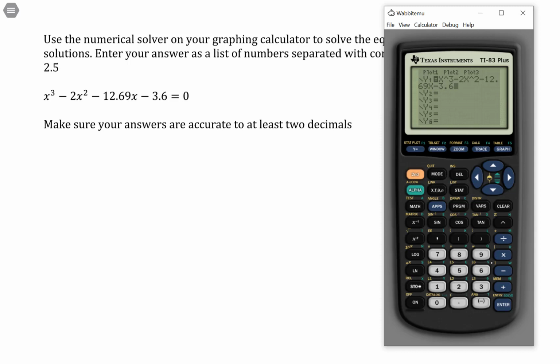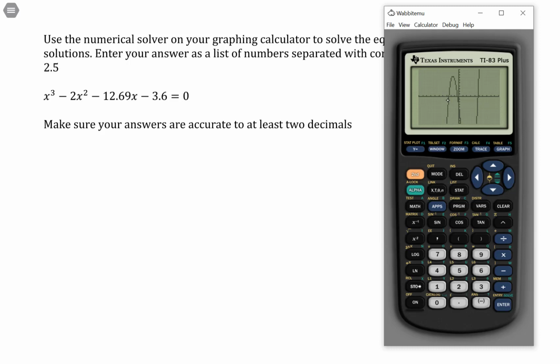Now, when I graph this, I'm not going to just press the graph button. In case I've zoomed in on a different graph, I'm going to do zoom and then 6, which is the standard viewing window, which just resets the window to -10 to +10. Okay, so here's my graph, and I can see 3 zeros. That makes sense because I have a degree 3 polynomial. But what are the zeros?